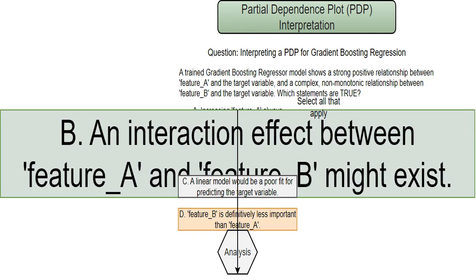This statement is likely true. The non-monotonic relationship for feature B hints at a possible interaction with feature A. The effect of feature B on the target variable may be influenced by the value of feature A. It requires more investigation, but it's a strong possibility.